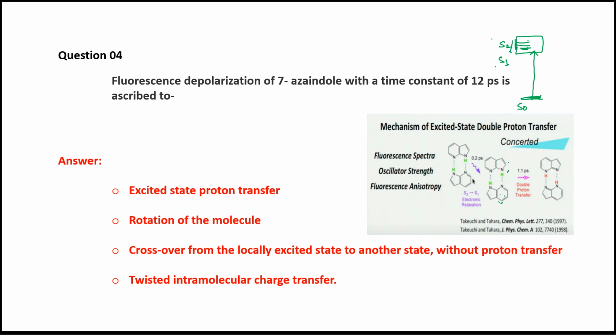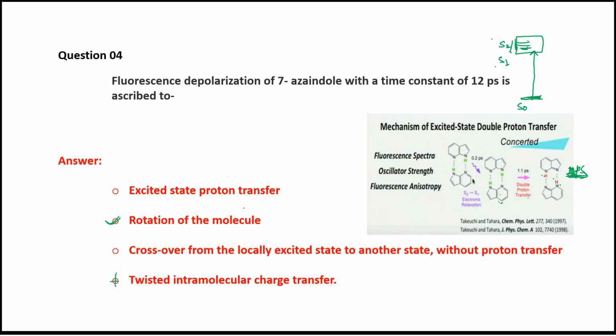From this, immediately a concerted double proton transfer step occurs, where each of the protons is transferred to each species. And from this precursor 2 to the tautomer, the time scale is 1.1 picoseconds. After this time, this particular molecule has a lifetime of 12 picoseconds. Okay. So the fluorescence depolarization with a time scale of 12 picoseconds is mainly ascribed to the rotation of the molecule. Okay. Now the transfer has happened.